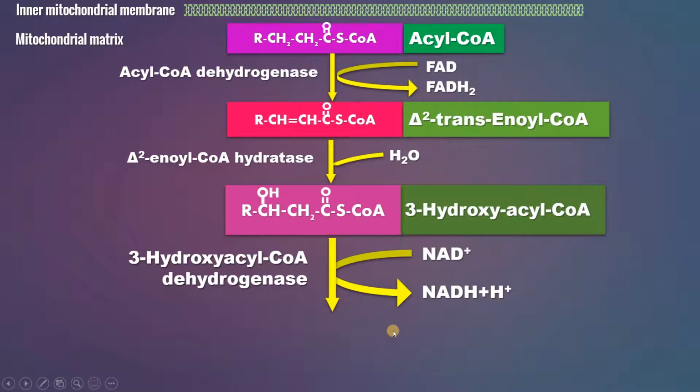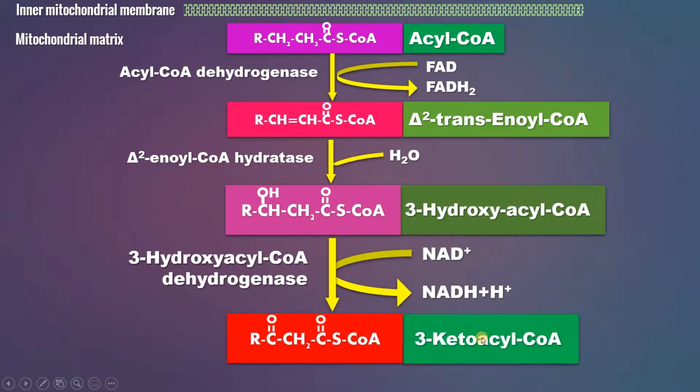The resultant intermediate would be like this. It is called carbon number 1, carbon number 2, carbon number 3, and we have removed 2 hydrogens. So this C double bond O is now a keto group. So we call it 3-ketoacyl-CoA, catalyzed by 3-hydroxyacyl-CoA dehydrogenase. So there are 2 oxidation reactions here. This reaction is also oxidation and this is also an oxidation reaction.